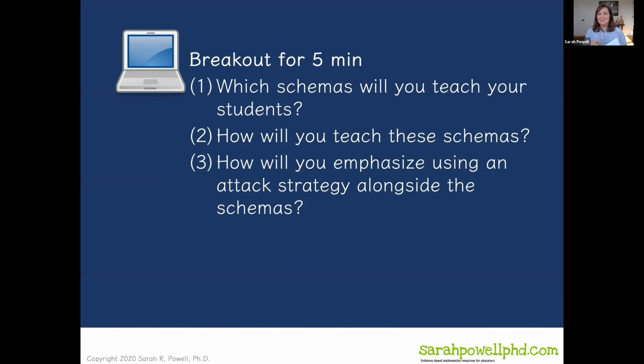So I've talked a lot about the schemas, but maybe not as much about explicitly teaching them. So are you going to model? Are you going to practice? Are you going to do small group work, whole class group work? Like, what are some of the ideas that you have? I'd like you to share those with your fellow teachers. And then how are you going to take that attack strategy that we've been talking about and then put that in with the schemas? So what are some of the ideas that you have around that? So which schemas are you going to focus on? How are you going to teach those? And then how are you going to bring in that attack strategy?